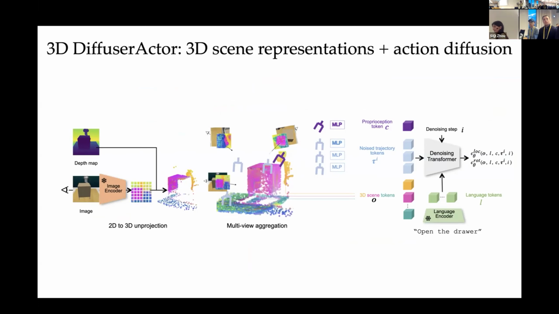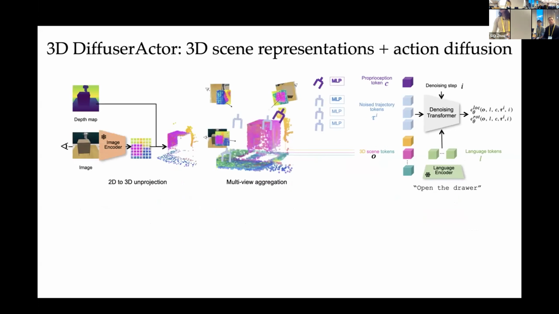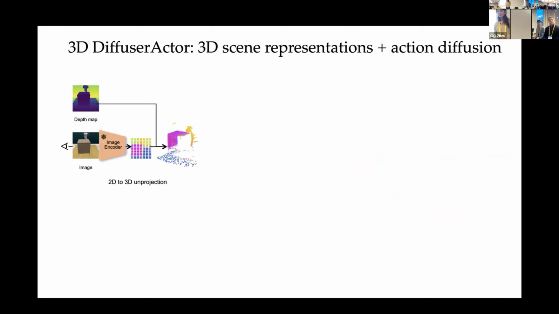What you can see here, and I want to walk you through the architecture, is that we perceive the scene with RGB-D cameras, and we build 3D feature clouds, which we use to denoise 3D rotations and translations for the robot's end effector. So the first part is the sensing. You have an RGB-D camera. The RGB image can be featurized with a standard image encoder. We use CLIP, but we can use other pre-trained backbones, and we don't fine-tune it in this work.